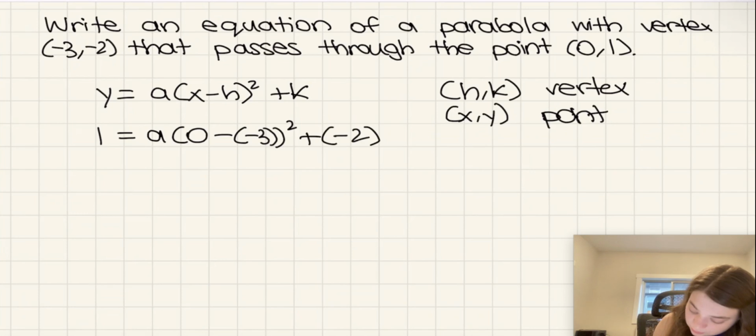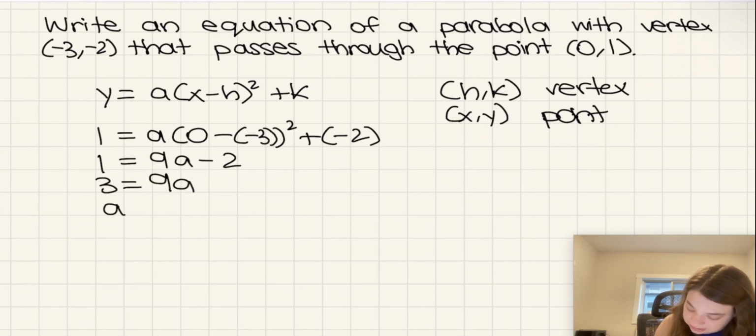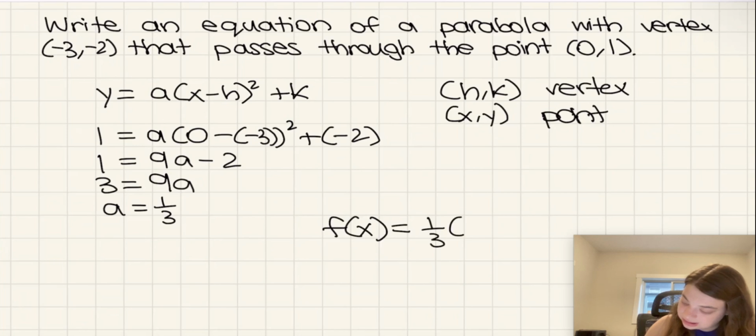So that means 1 is equal to 9a minus 2, which means that 3 is equal to 9a, which means that a is equal to 1/3 this time. Therefore, this equation would be y, or f(x), is equal to 1/3 (x + 3)² - 2. And there we go.